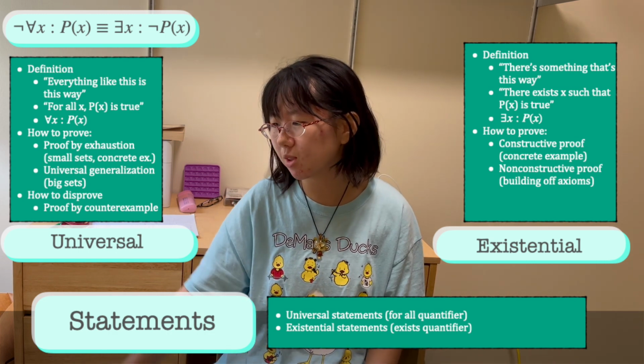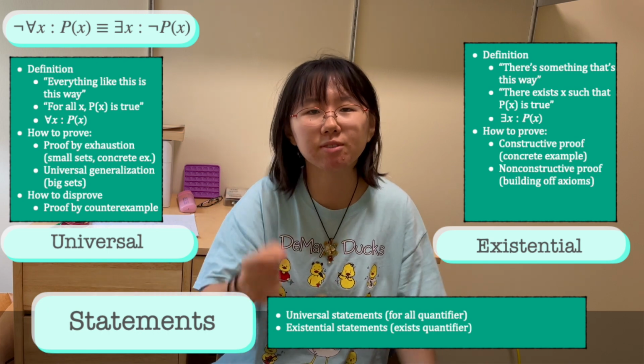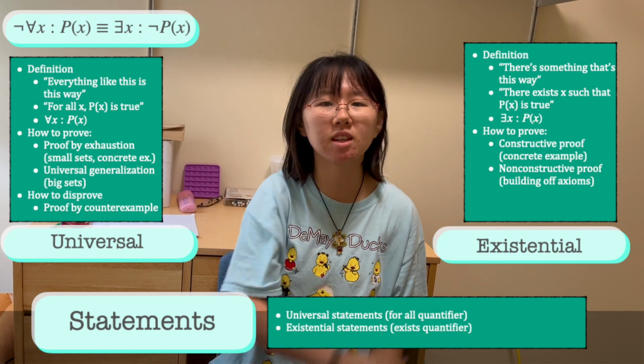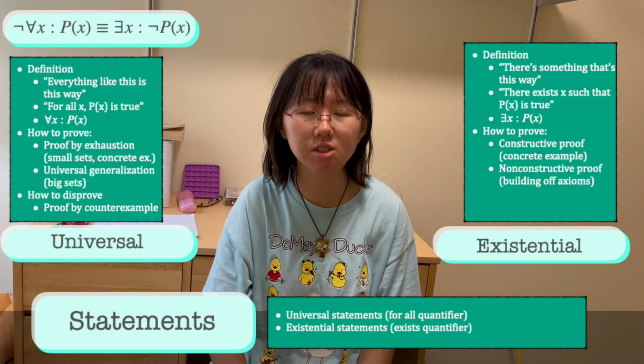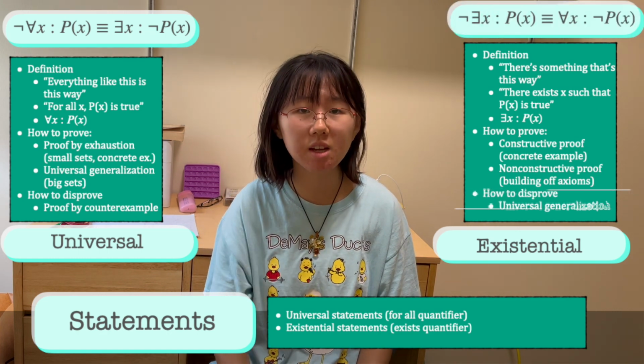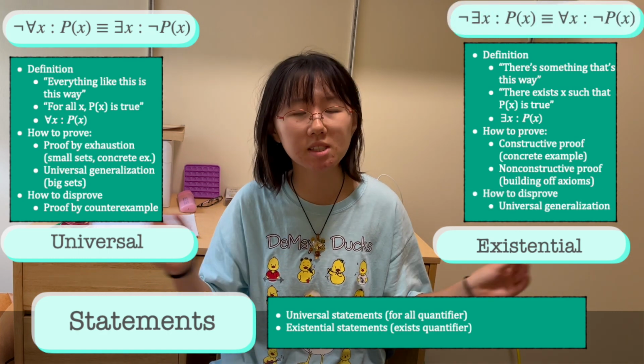So all I need to do is go outside and pick up a white flower or something. I say, oh, it's not neon orange. And then I've disproven the entire universal generalization. For existential statements, it's a little bit harder because then we need to do a universal generalization for the whole thing.